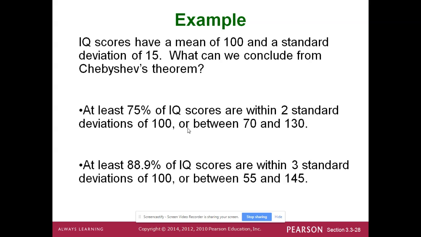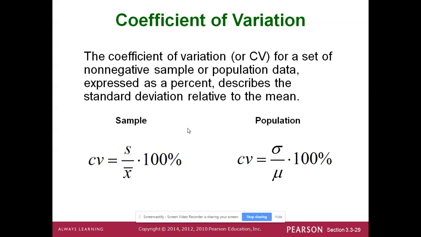Yeah, you take the mean minus 3 standard deviations. We know the standard deviation is 15, so 3 times 15 is 45, and we subtract that from the mean, and that gets to 55. 145 is 100 plus 45. Same way with the 70 and the 130. It's 2 standard deviations, minus 30 and plus 30. All right.